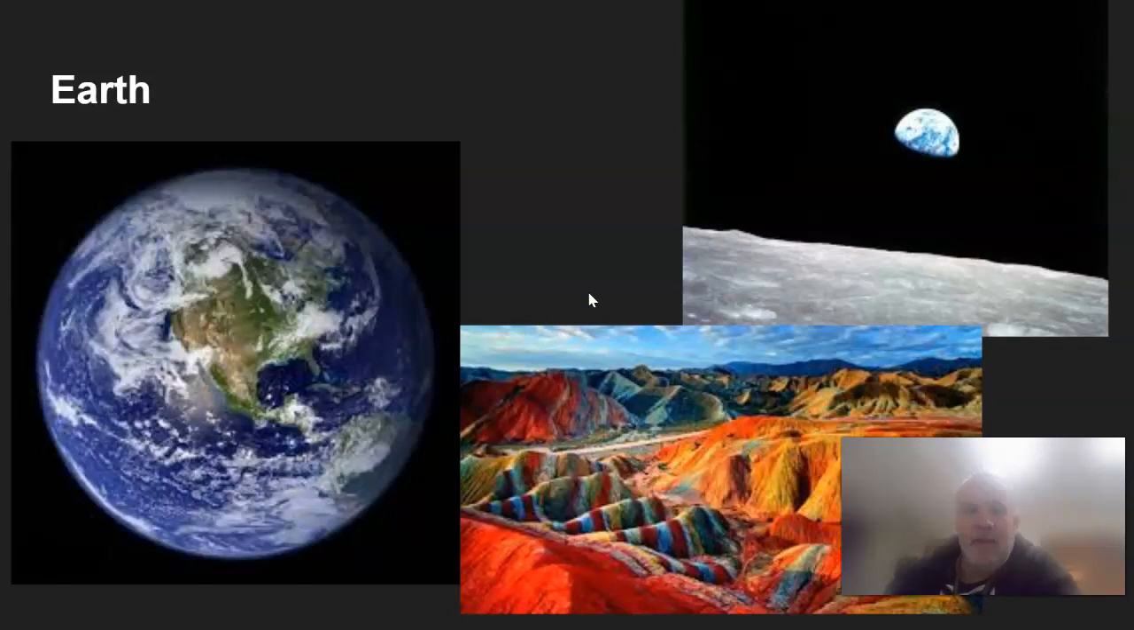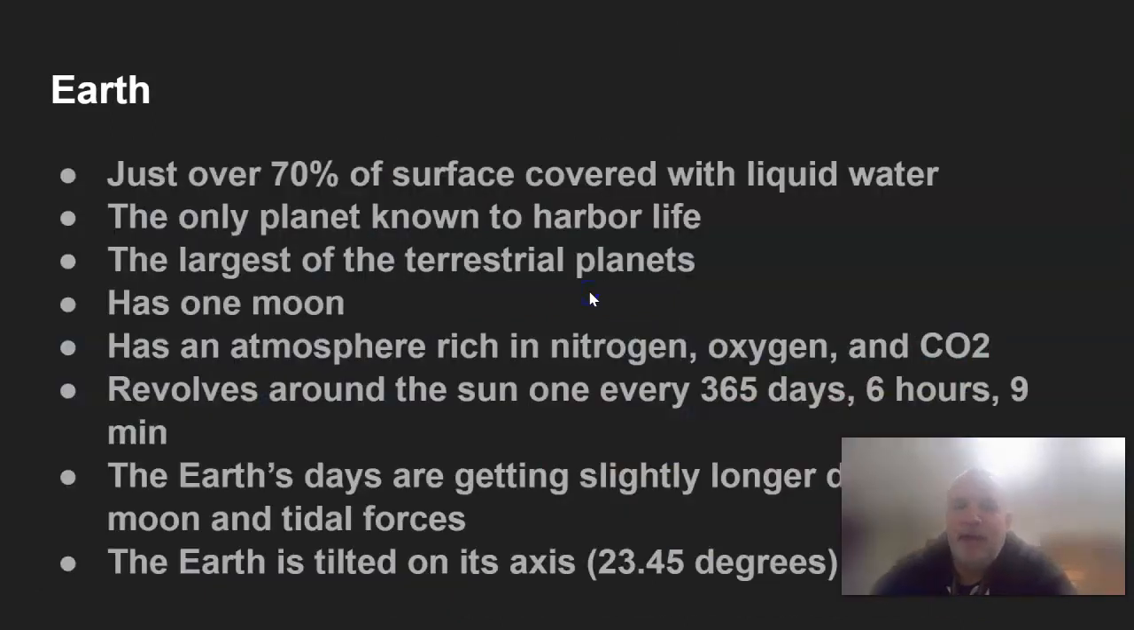Okay, the Earth. So, as you may or may not know, about 70% of the surface is covered with liquid water. It's the only planet known to harbor life, as far as we know it anyway. The largest of the terrestrial planets, and we do have one moon, which we just call the moon. It has an atmosphere rich in nitrogen, oxygen, and CO2.